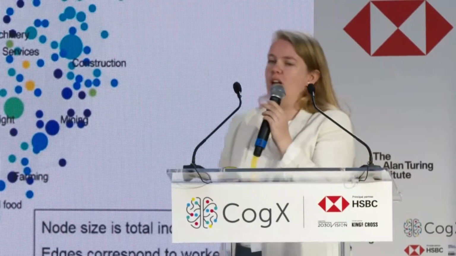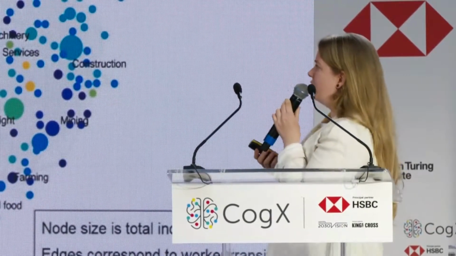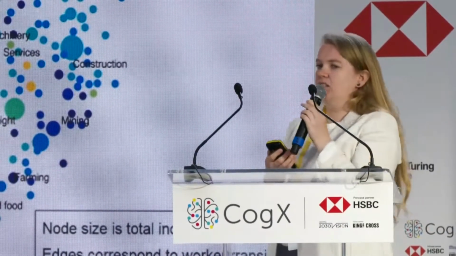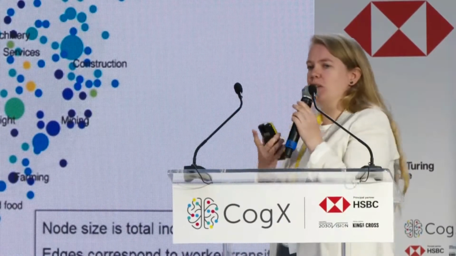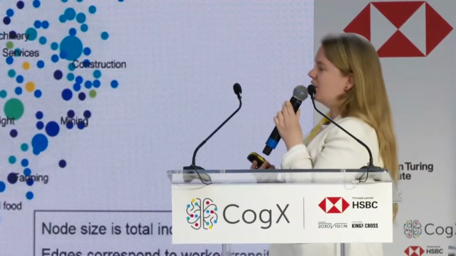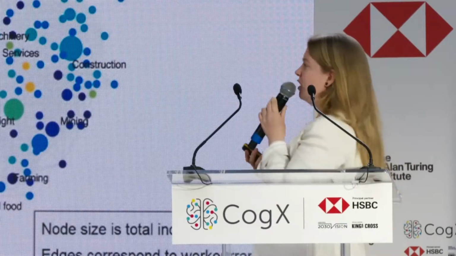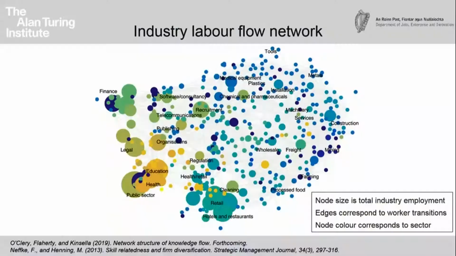So the linkages that we previously discussed, these linkages between industries, here we're measuring the strength of the linkage in terms of worker flows. We can represent these linkages as a network. Here the nodes are industries, and the edges are the number of workers that switched between industry pairs. So this is effectively a model of labor mobility between industries in Ireland.